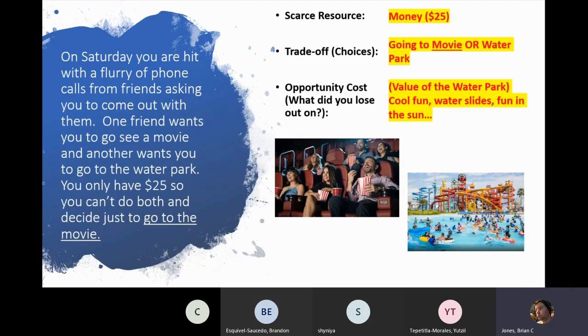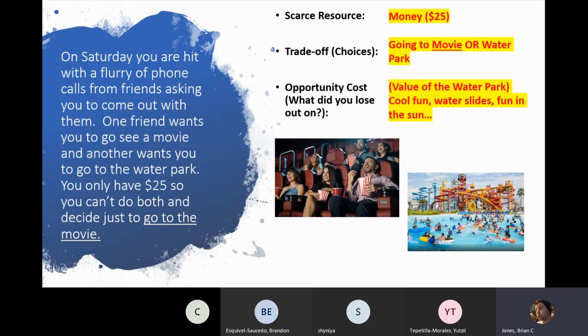All right, so ultimately we do choose to go to the movie. So the opportunity cost is, well, what did we miss out on? We missed out on going to the water park. But that's actually the trade-off. So you've got to evaluate that. So what could you have gotten by going to the water park? What is the value of going to the water park? And once again, we'll have variation here. It depends on, why do you go to the water park?